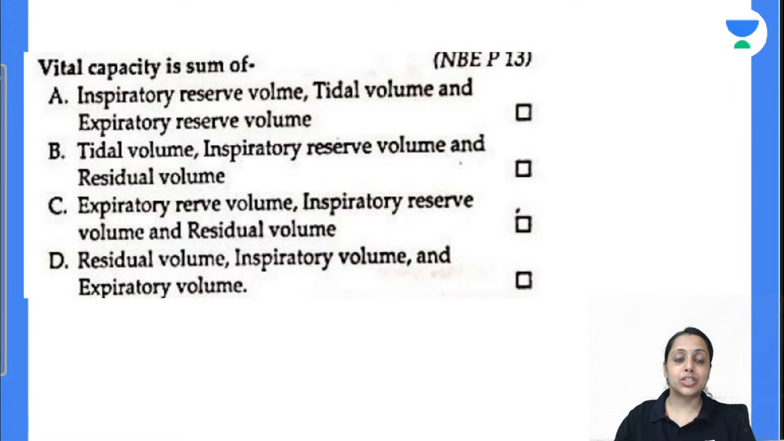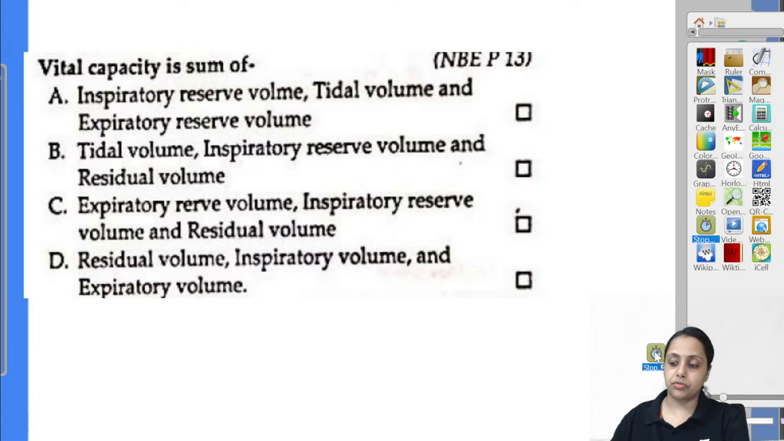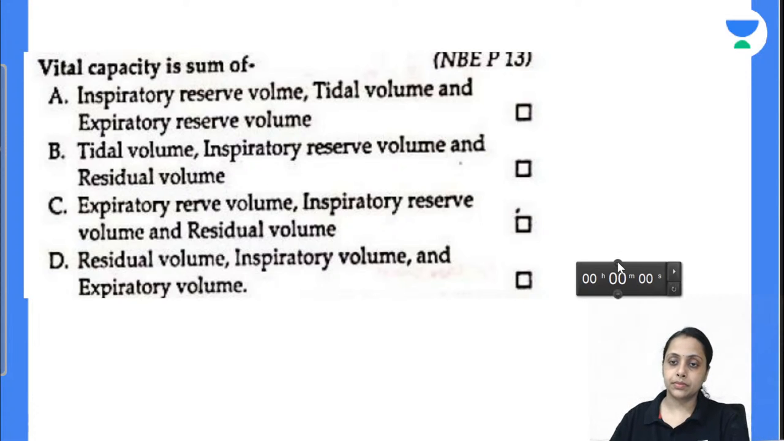Coming to the next question, vital capacity is summation of inspiratory reserve volume, tidal volume plus expiratory reserve volume; or tidal volume plus inspiratory reserve volume plus residual volume; or expiratory reserve volume, inspiratory reserve volume plus residual volume; or residual volume, inspiratory volume, expiratory volume. Vital capacity is a summation of. Everybody answer this question.